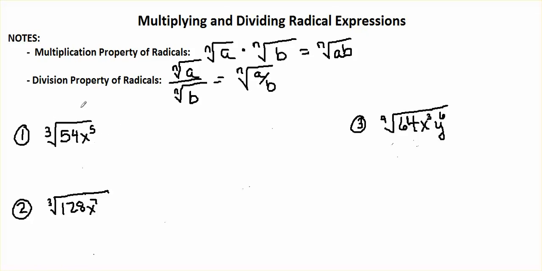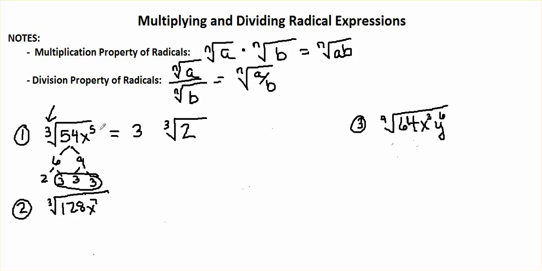The first thing we're going to work with is our number, and we are going to go ahead and create a factor tree. We know that 54 is 6 times 9, and we know that 6 factors into 2 times 3, and 9 factors into 3 times 3. Our index here tells us that we're looking for a group of 3. We have one group of 3 right here, so we can pull one of those 3's out, but we have this 2 that's remaining. So this 2 is going to stay under our radical sign.